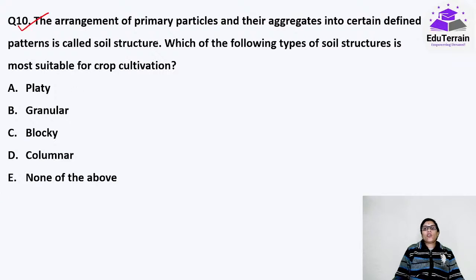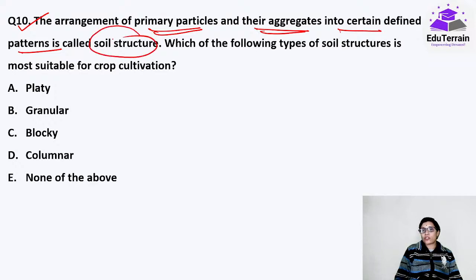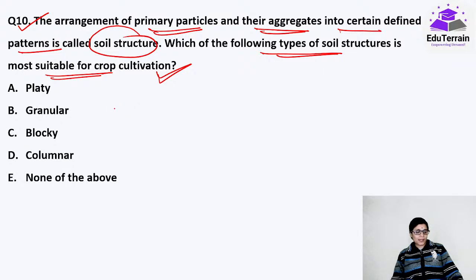The arrangement of the primary particles, that is the sand, silt and clay along with the other material, and their aggregates, that is when they are clubbed together, they are called aggregates, into certain defined patterns, there are various patterns also, is called soil structure. Okay, now which of the following types of soil structures is most suitable for crop production?